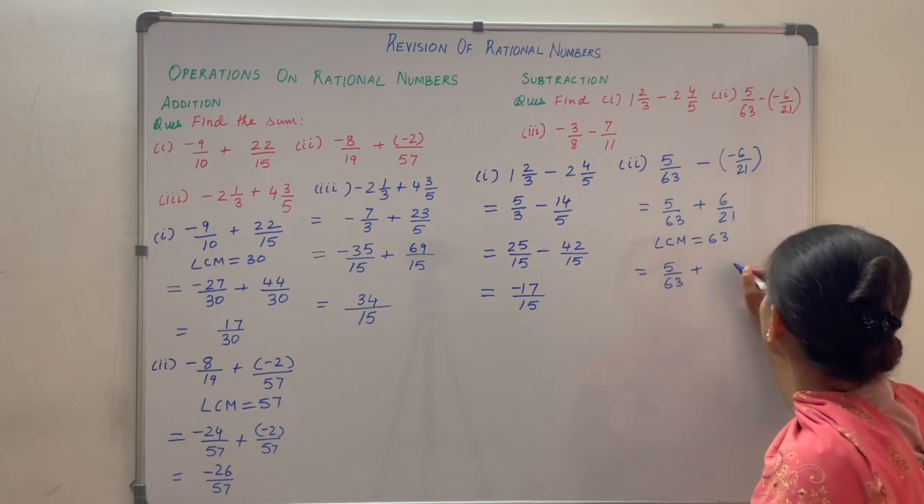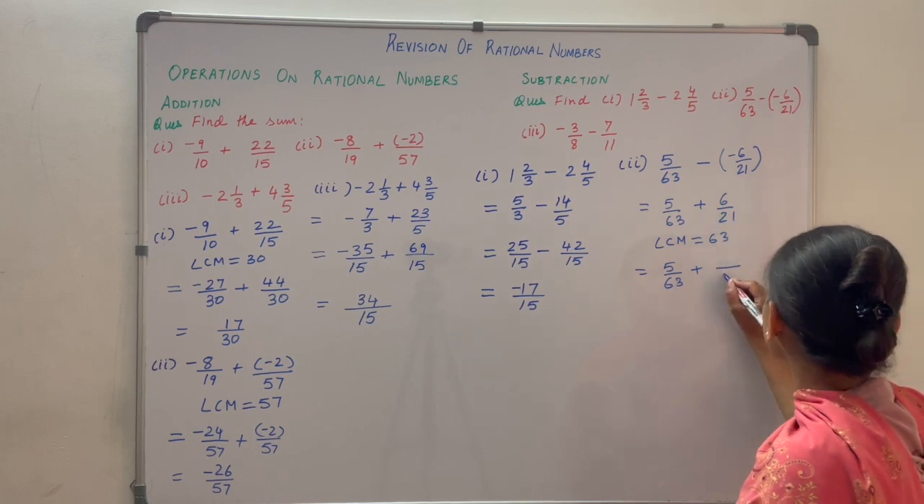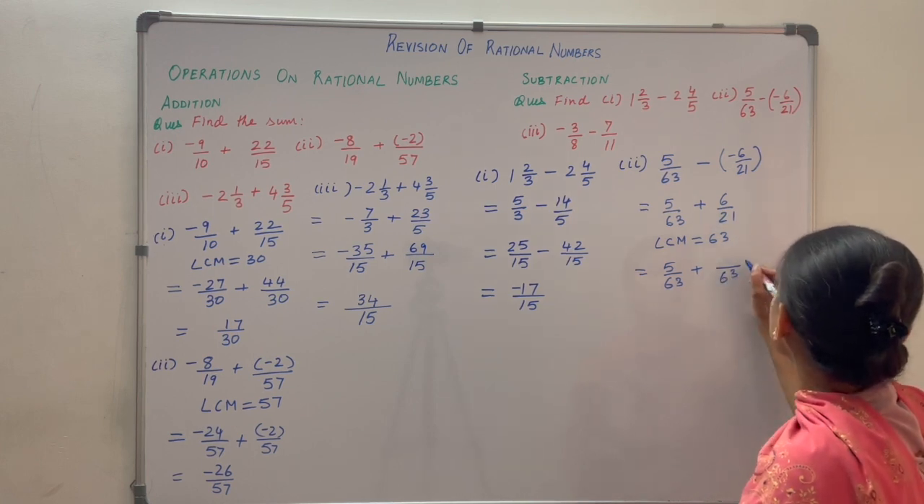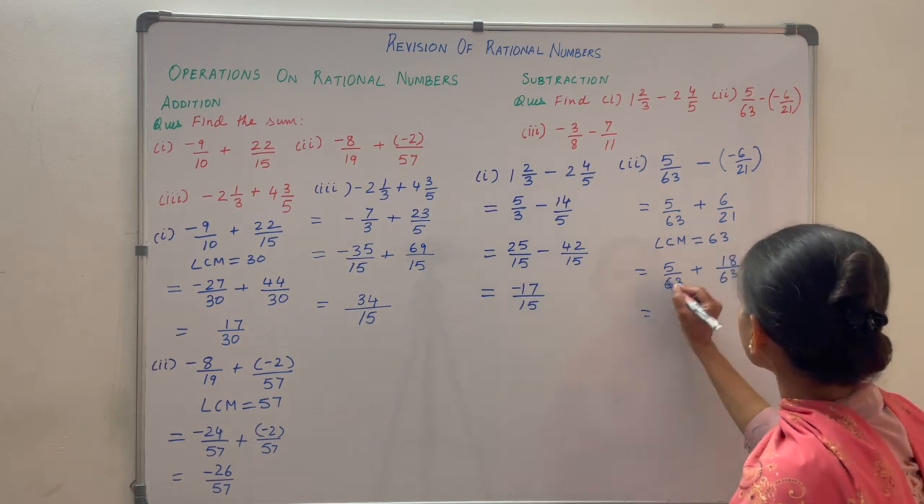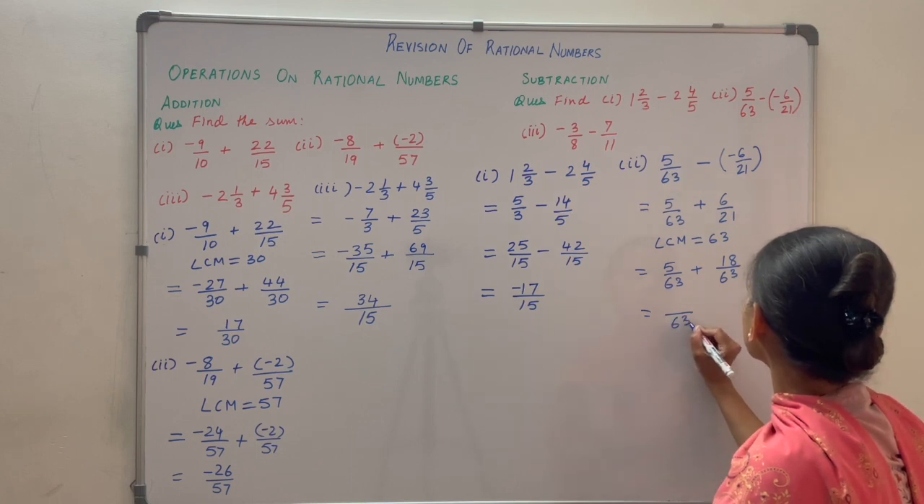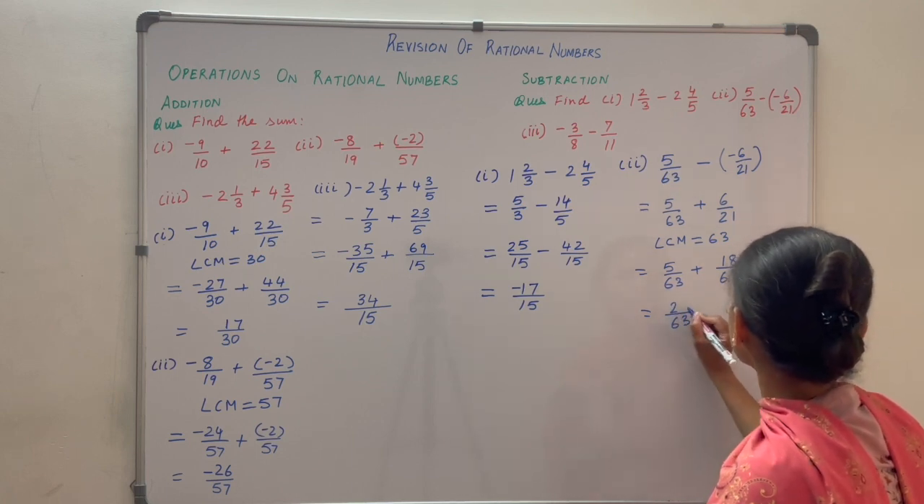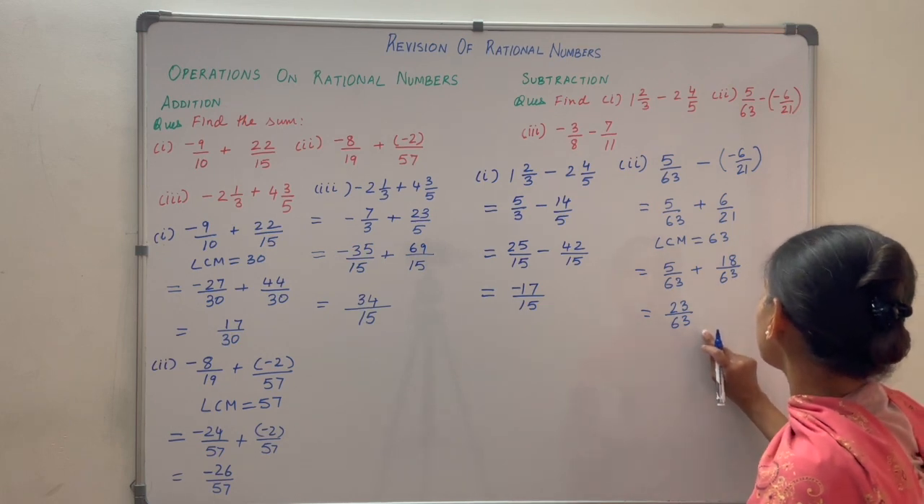multiply both numerator and denominator by 3. So 21 into 3 is 63 and 6 into 3 is 18. You have to just add the numerators. So denominator is 63, numerator is 23. So 23 by 63 is the answer.